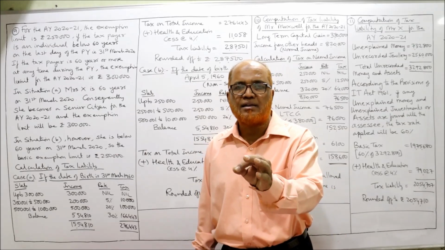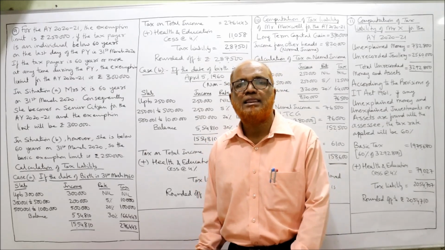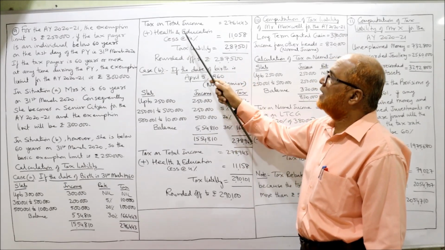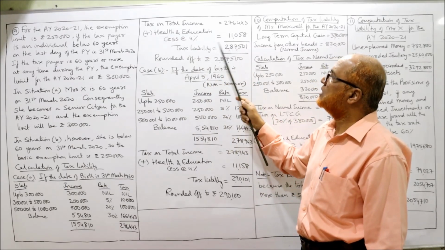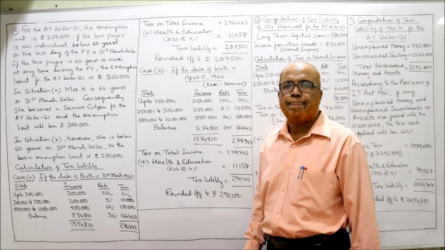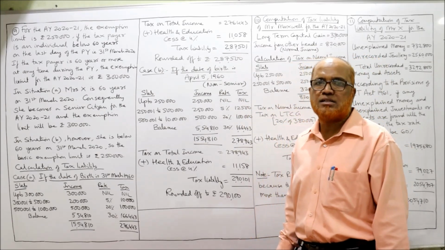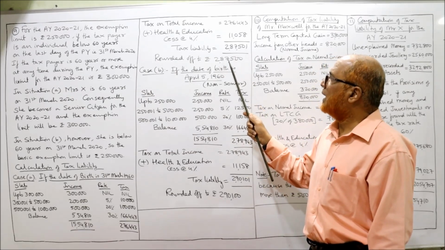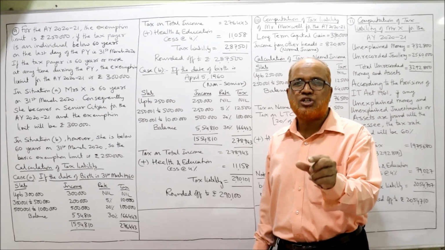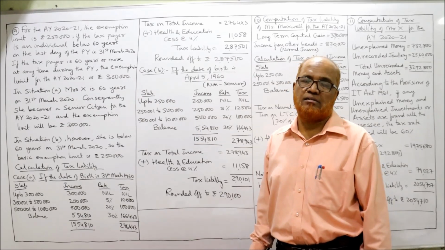On this basic tax, 4% health and education cess. Tax on total income 2,76,443. Health and education cess 4%. So tax liability 2,87,501. Round off कर देंगे तो 500. 1 rupee छोड़ दो. तो 2,87,500 is the tax liability if she is a senior citizen.